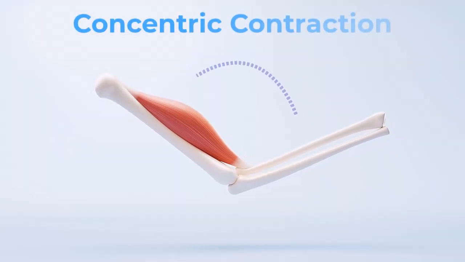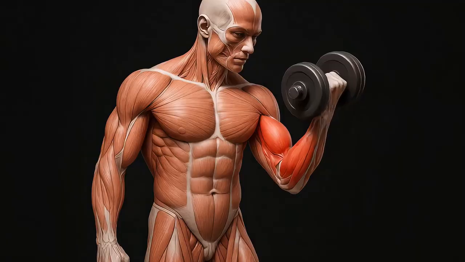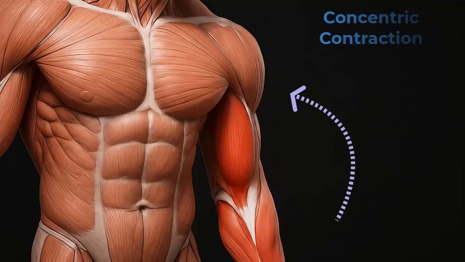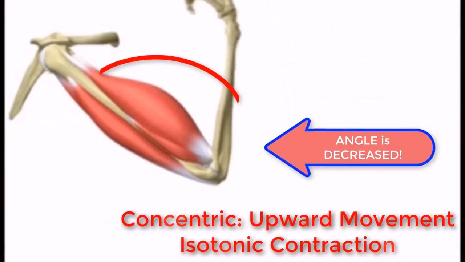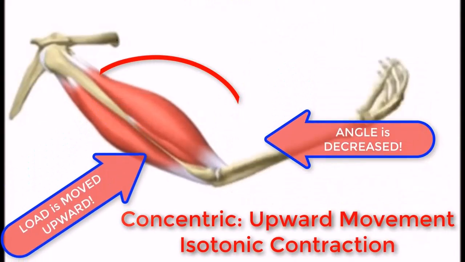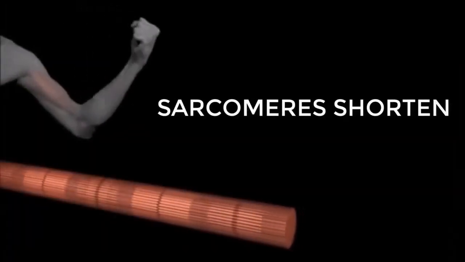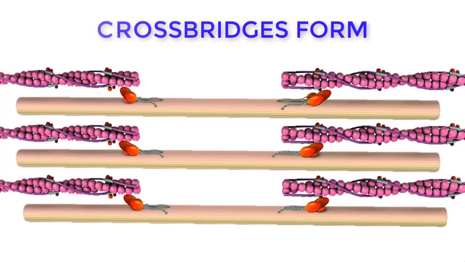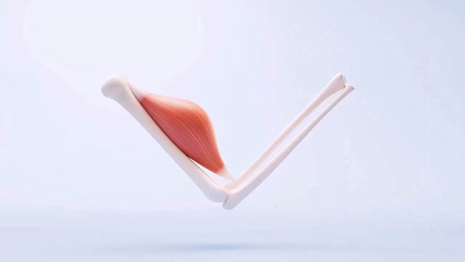A concentric contraction involves the muscle shortening to move a load. An example of this is the biceps brachii muscle contracting when a hand weight is brought upward with increasing muscle tension. As the biceps brachii contract, the angle of the elbow joint decreases as the forearm is brought towards the body. Here, the biceps brachii contracts as sarcomeres in its muscle fibers are shortening and cross bridges are forming. The myosin heads pull the actin.